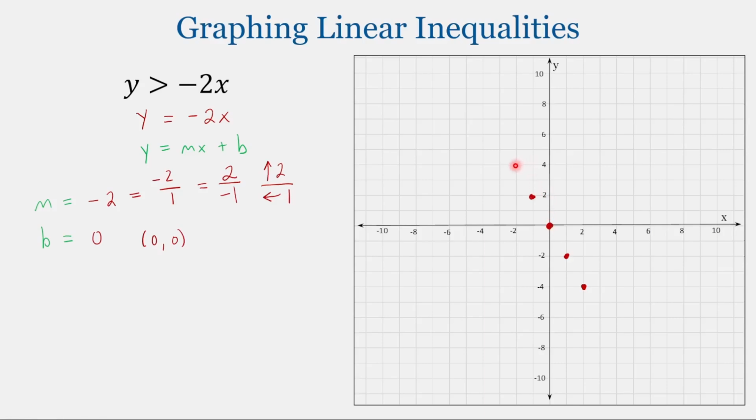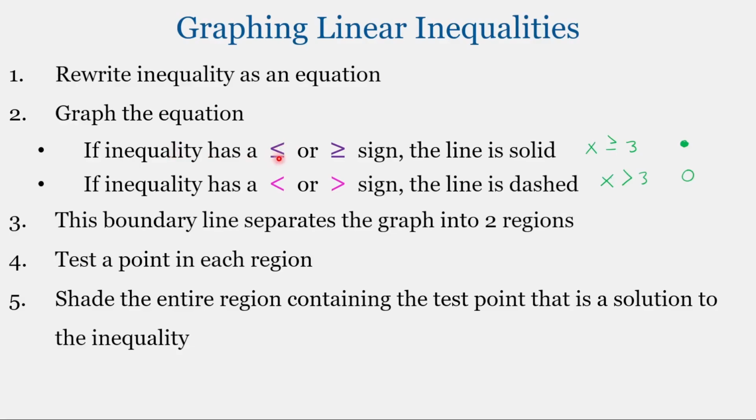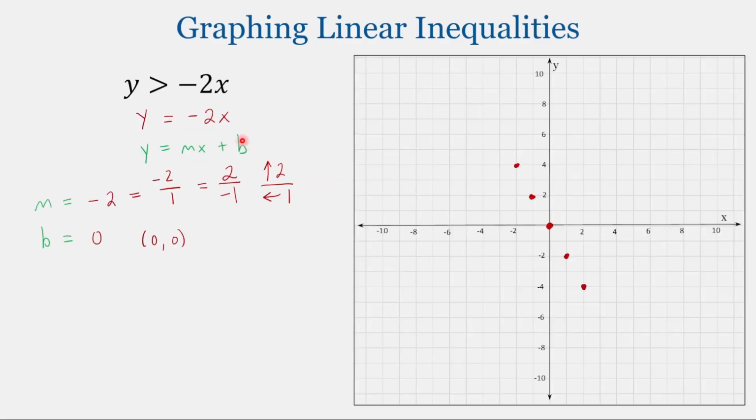Up 2 to the left 1. So now we have 5 points that are on this equation. And this equation represents the boundary of our inequality. So if the inequality has a less than or equal to or greater than or equal to sign, well, we don't have that. What we have is an inequality with a less than or greater than sign. We have a greater than sign.